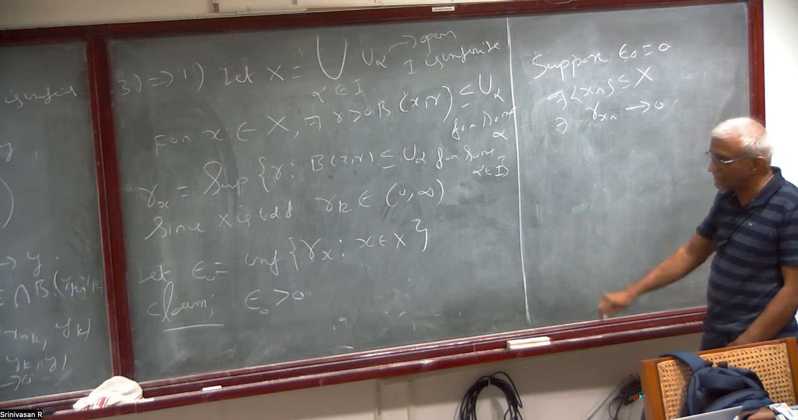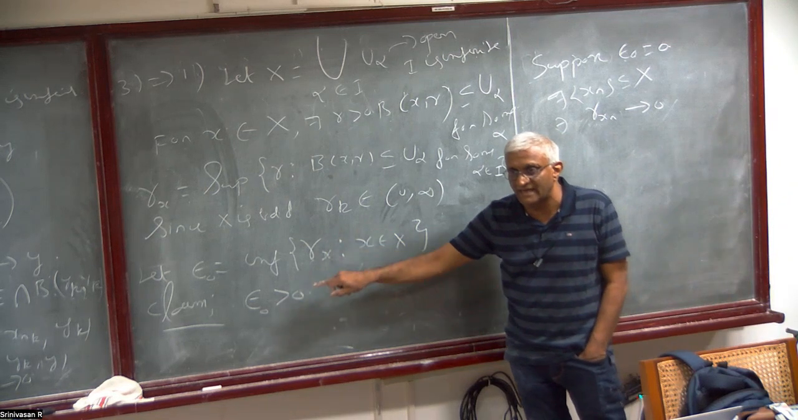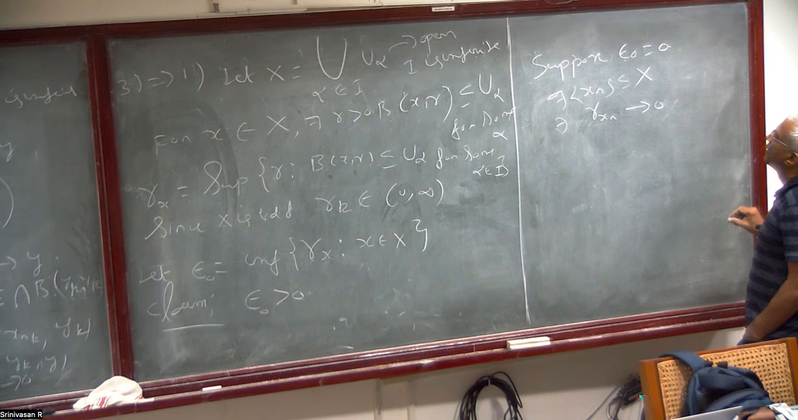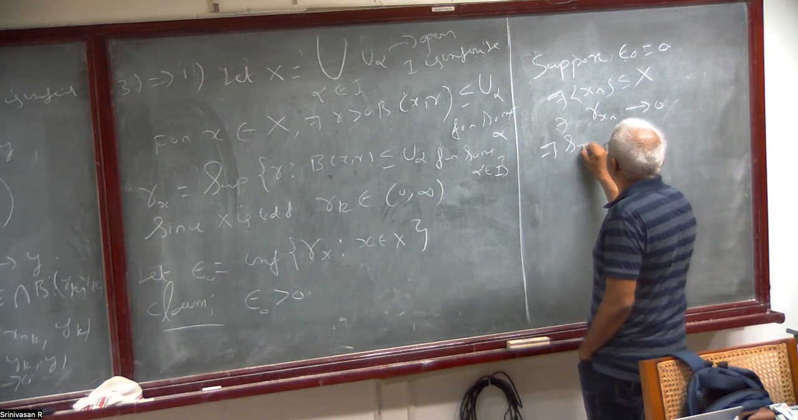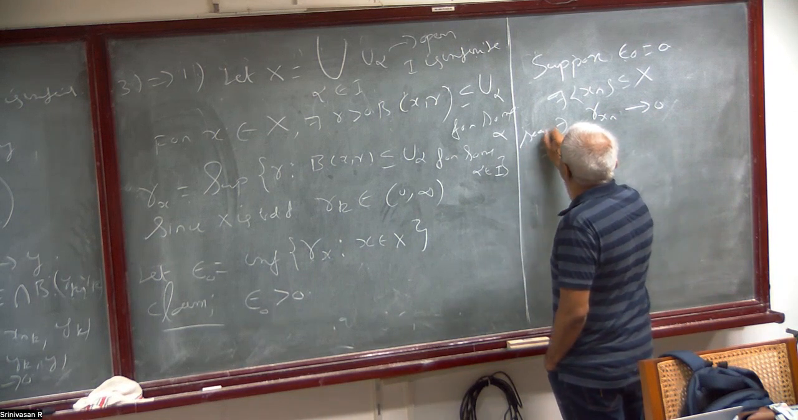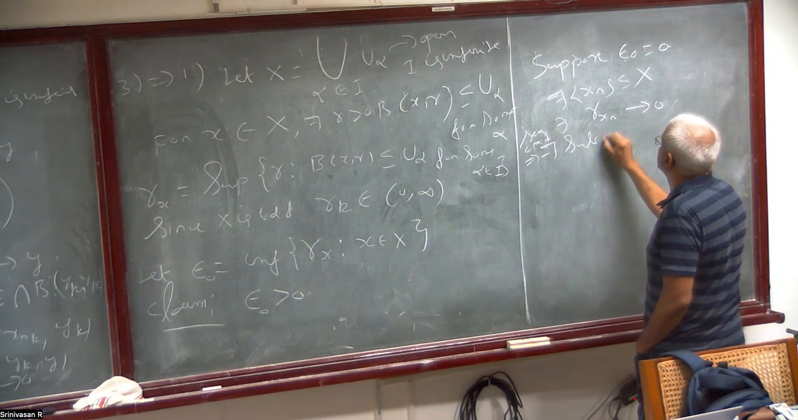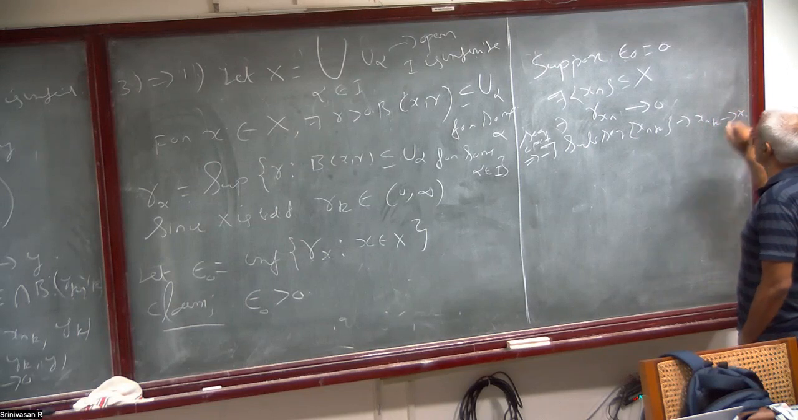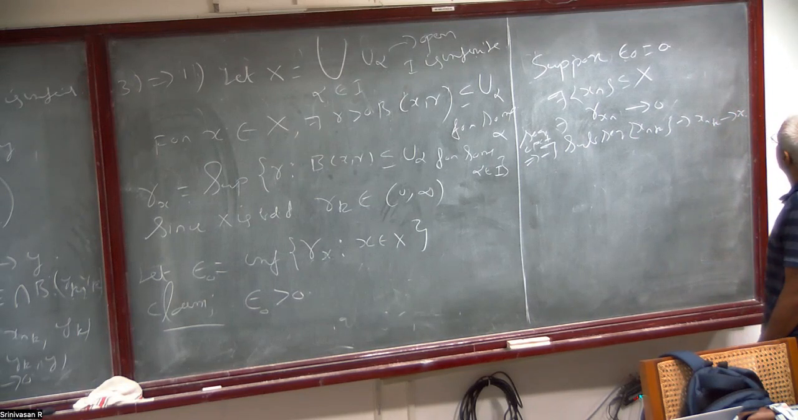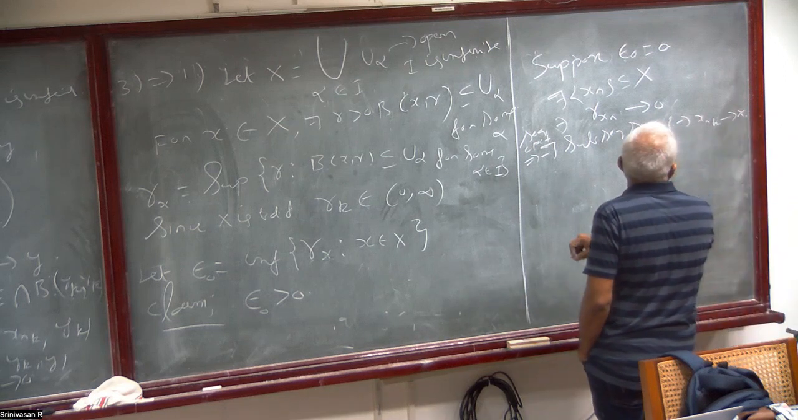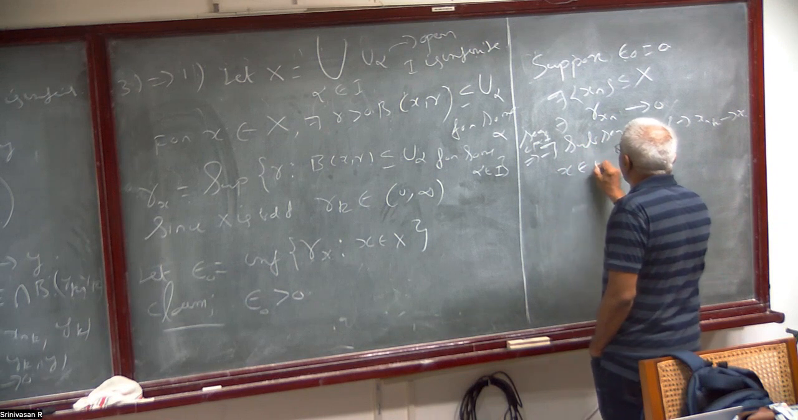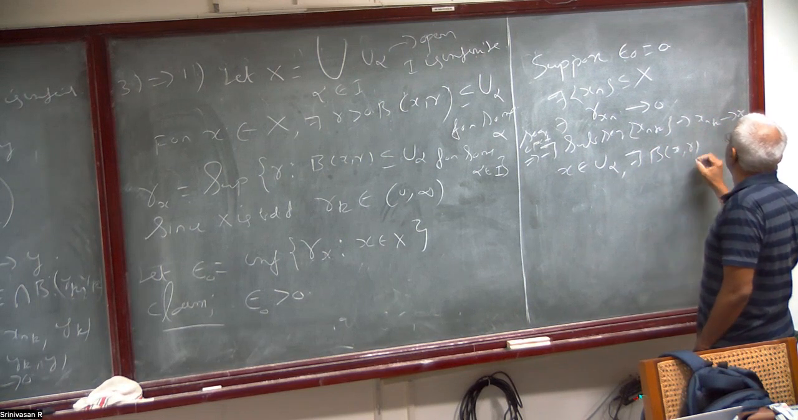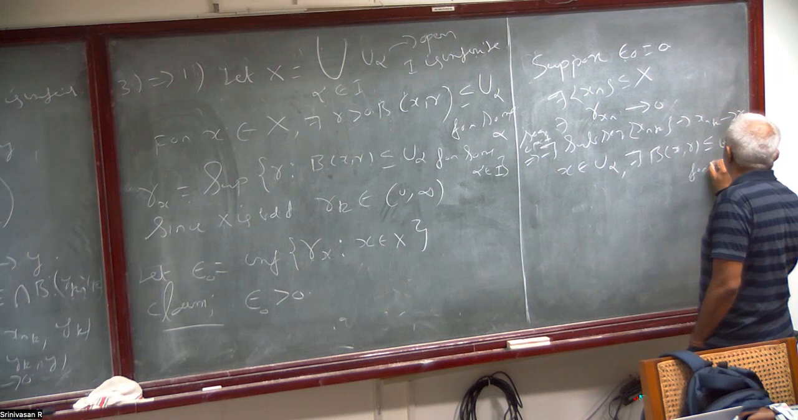Infimum 0 means there exists a sequence xn such that Rxn goes to 0, where these are the numbers given by Rx. Now there exists a subsequence by sequential compactness. Sequentially compact implies there exists a subsequence xnk such that xnk converges to some x. Now x is in some U alpha. So there exists a ball B(x,R) contained in U alpha for some R greater than 0.